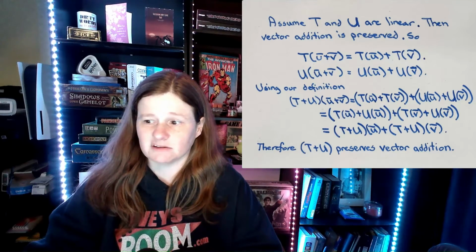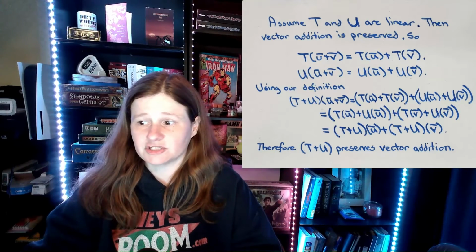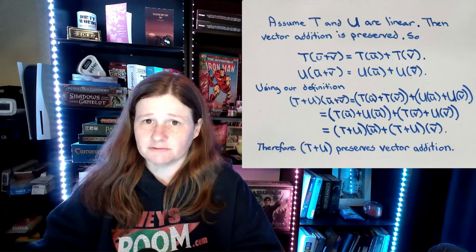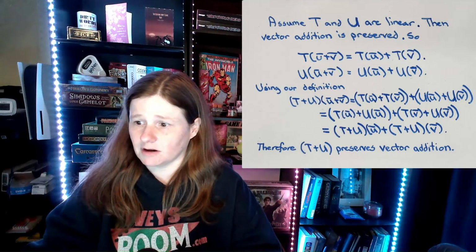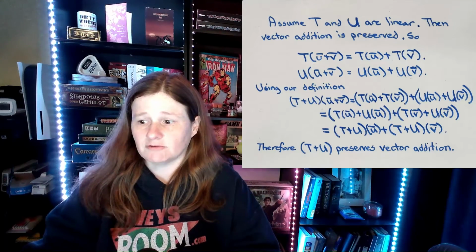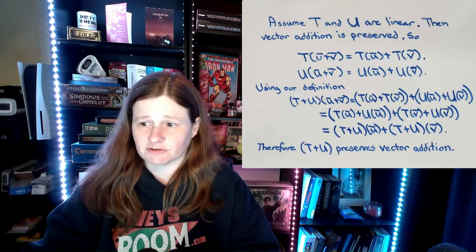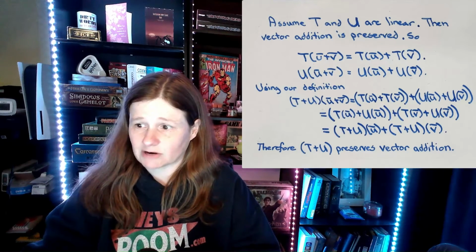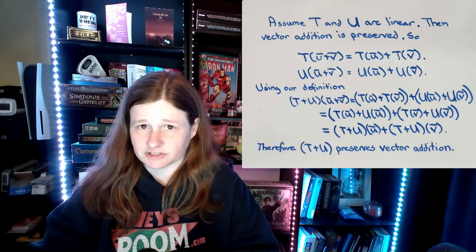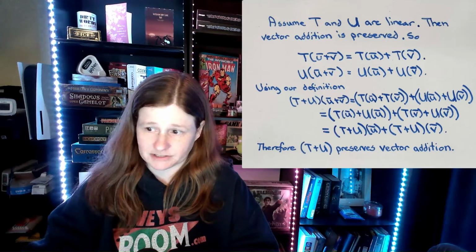So even though this might look a little bit complicated, all we're doing here is rearranging the order and rearranging our parentheses to get it to the form of the transformation T plus U of the vector u plus the transformation T plus U of the vector v. And of course, that's what we're looking for in our definition of preserving vector addition. So we know that this half of proving it's linear is true.